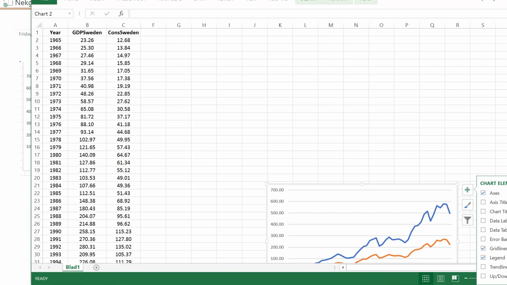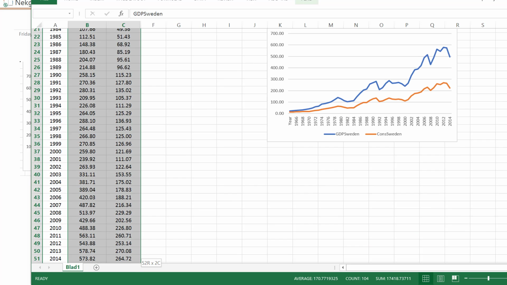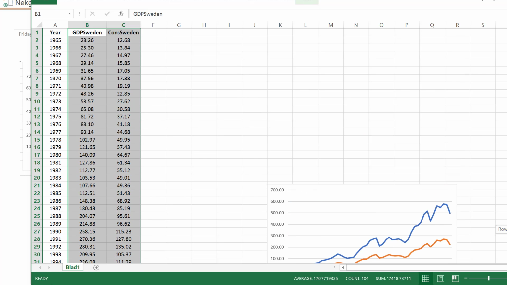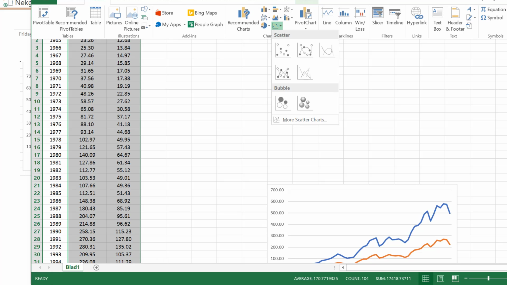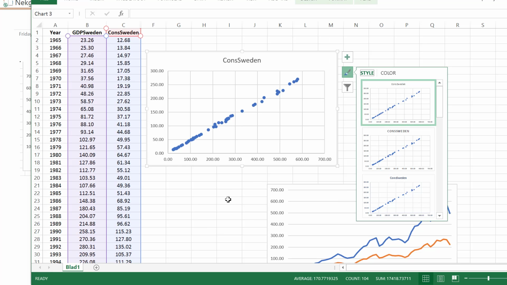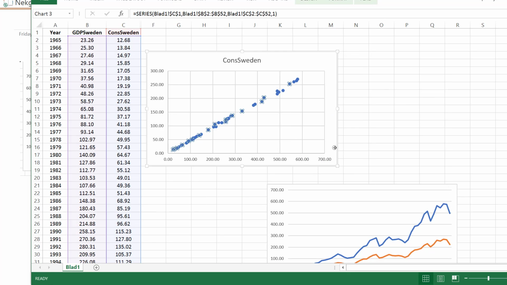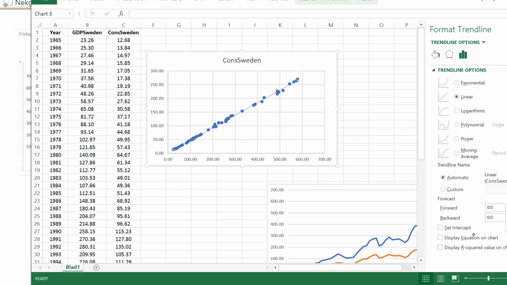To do that, I can do a linear regression, but since I have only one variable, I can also do a scatter plot and then just fit a trend line to this. And it's a little bit easier to see. So let's mark the data and just do a scatter plot like this. And if I add a trend line, we will get the estimated consumption function. I will also display the equation and display R square.